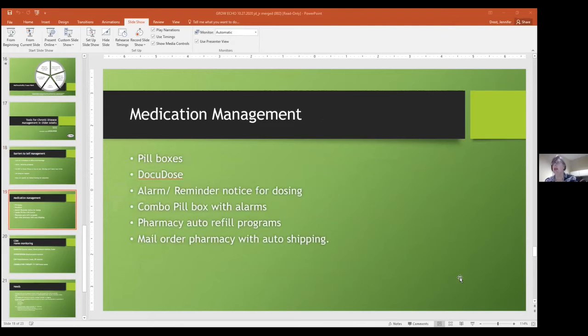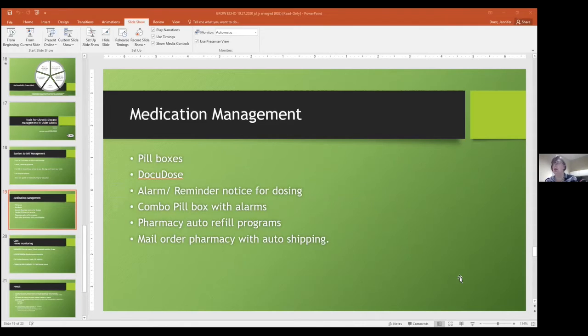So one of the big things is medication management. We talk about medication adherence, but there are lots of barriers to adherence, one being cost, another being access to getting them, and the other being taking them on time and dosing properly.